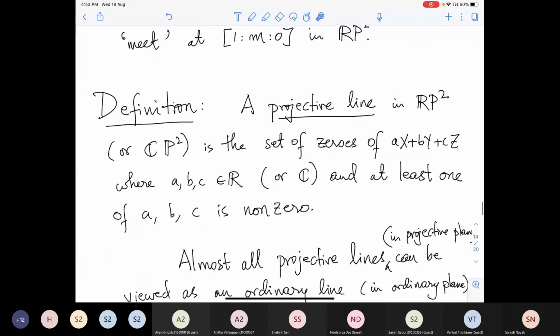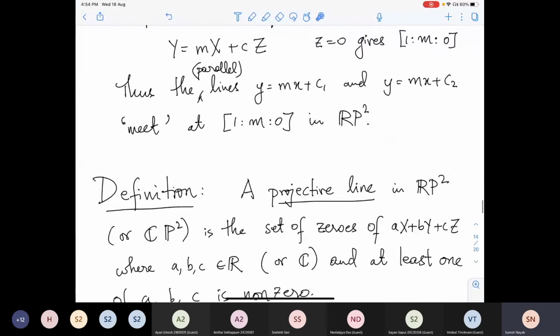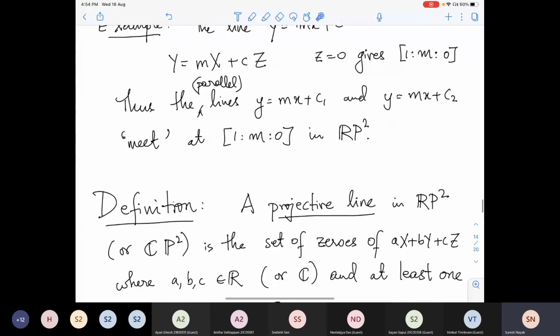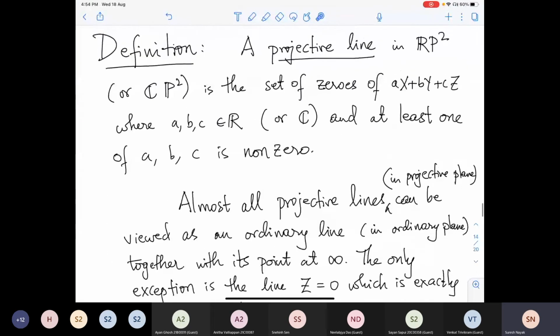And it's nice to see that our construction is actually doing that. And so now let's make a few definitions. A projective line in RP2, or for example CP2, we'll call it a complex projective line, or here a real projective line, is a set of zeros of a linear equation, ax plus by plus cz. So you just put ax plus by plus cz equal to 0, and then you look at all the solutions, the simultaneous triples.